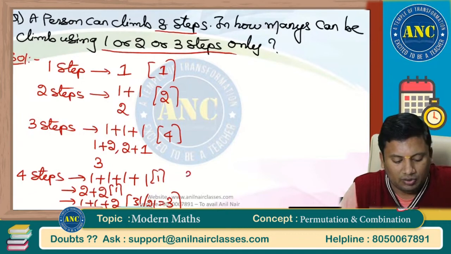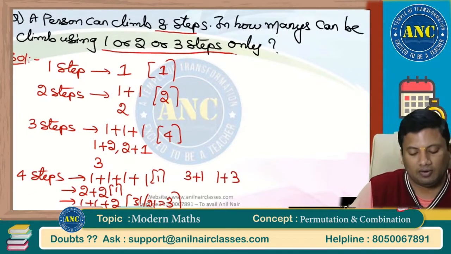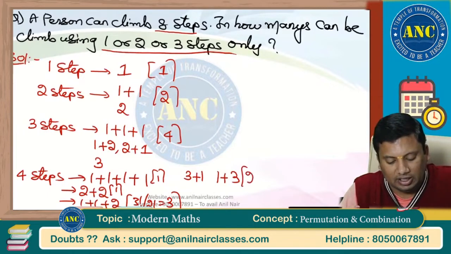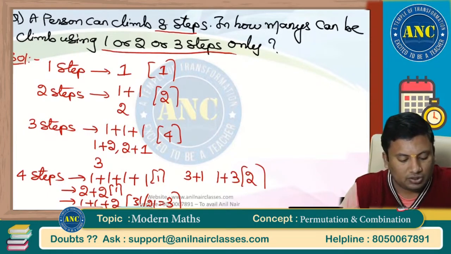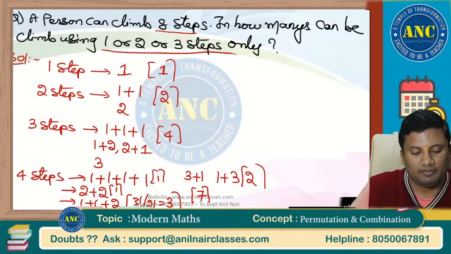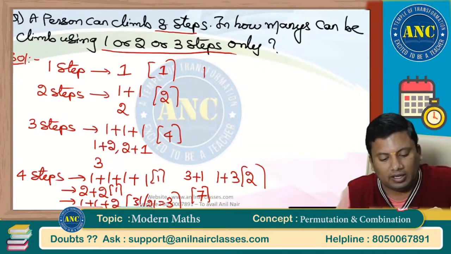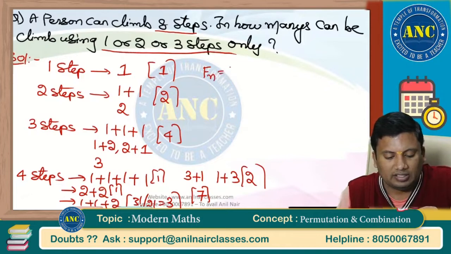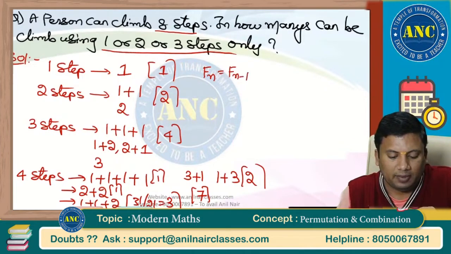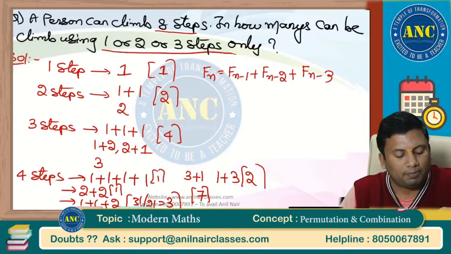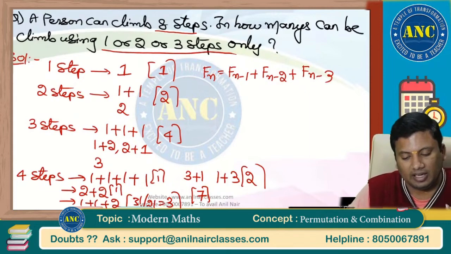Or he can use 3 plus 1 or 1 plus 3. So here it is 2 ways. 3 plus 2 is 5, 5 plus 2 is 7. So if you observe, Fn is nothing but Fn minus 1 plus Fn minus 2 plus Fn minus 3. The sum of the previous 3 is nothing but the current value.